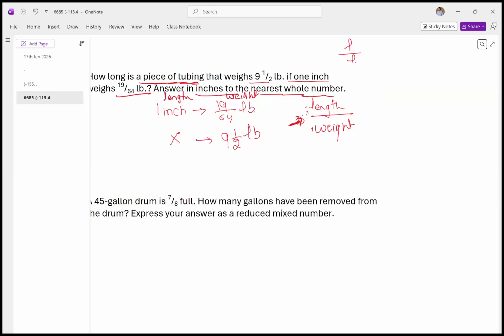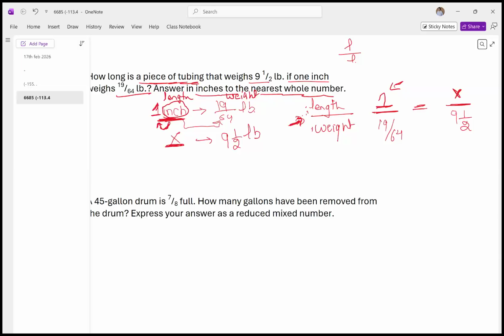Well, what is given to me? Length, first of all. If the length I'm writing on top, I will write for length 1 on top. Okay, what is the digit in front of the length? Inch is the length, so 1. So I wrote 1 on top, and the weight corresponding to this is 19 over 64, that's what's given to me. I'll put that on the bottom, and this is equal to, on the other side again, for length this is X, so X on top, and on the bottom I'll write 91.5.